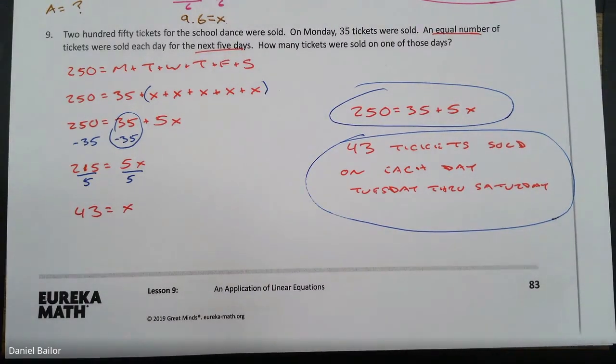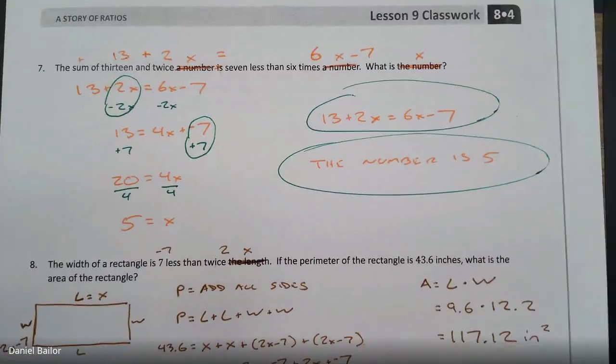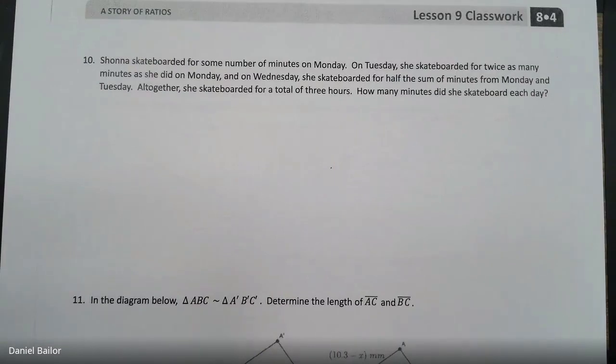If you did this on your own and you got 43 tickets, perfect, you're doing a great job. You're doing excellent work. Awesome. If you did not get that, go back and check mine to see where the difference might be. But there are still more exercises to work on. So let's look at page 84 because I think we have 2 exercises left. Exercise 10 and exercise 11.